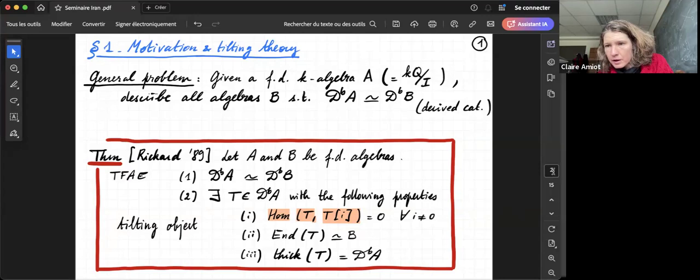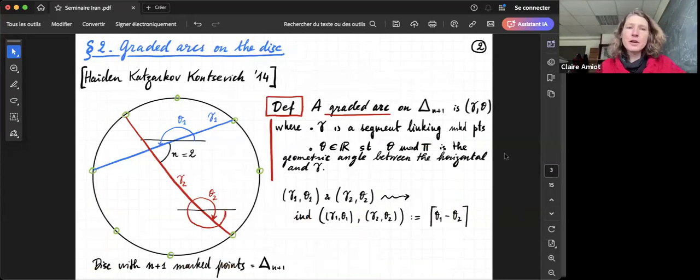Okay, so now I cannot go further. I will start by defining the notion of graded arc on the disk. This is due to Haiden, Katzarkov, and Kontsevich. So I start with a disk with n plus 1 marked points on its boundary, and I define what a graded arc on this disk is.